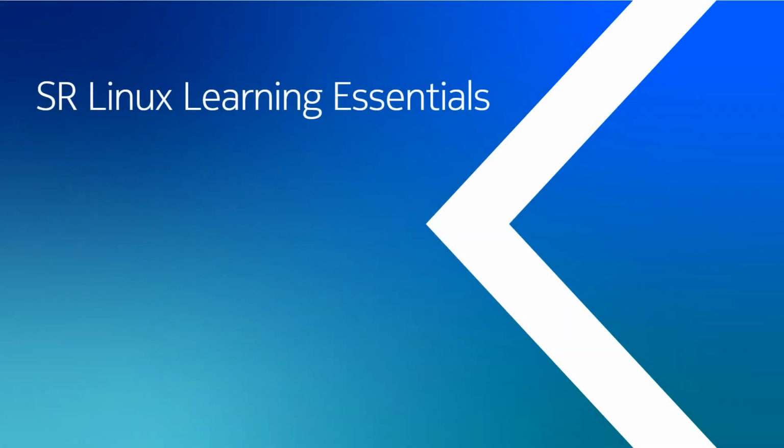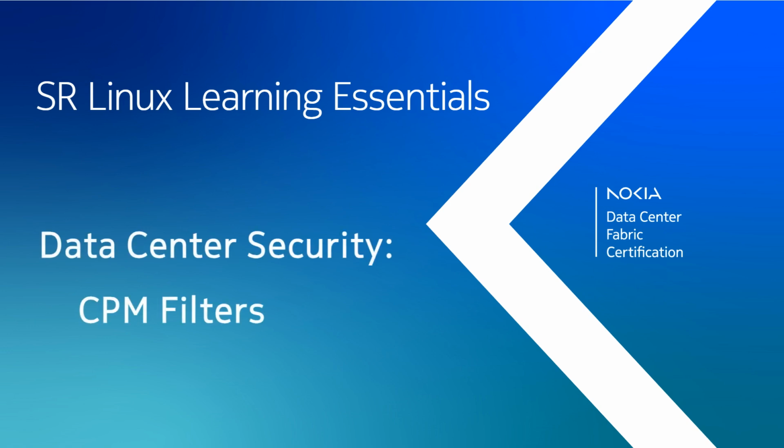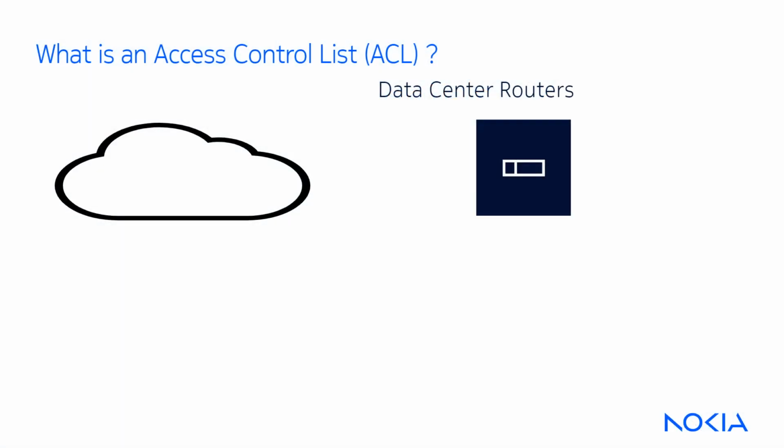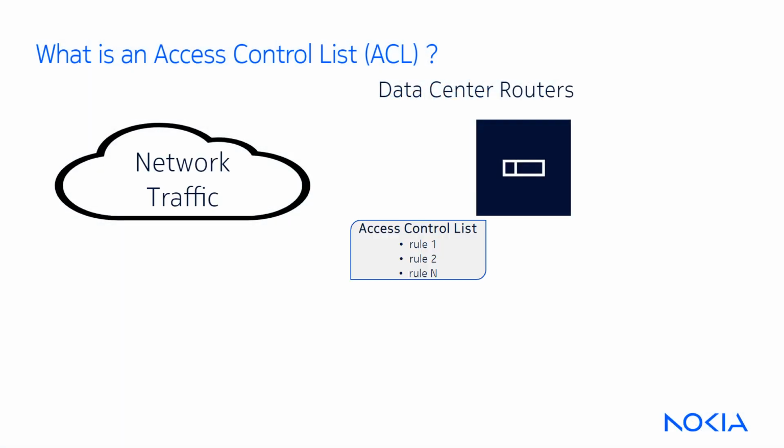Welcome to the Nokia SR Linux Learning Essentials video series, brought to you by the Nokia Data Center Fabric Certification Program. This video explains a special type of access control lists called CPM filters to filter network traffic destined for the control plane. An ACL is a kind of filter with a set of ordered rules.